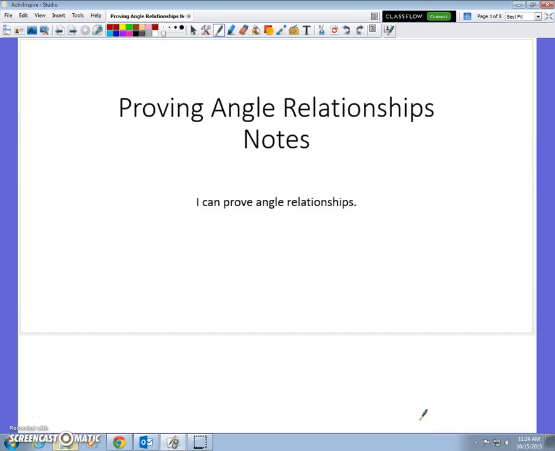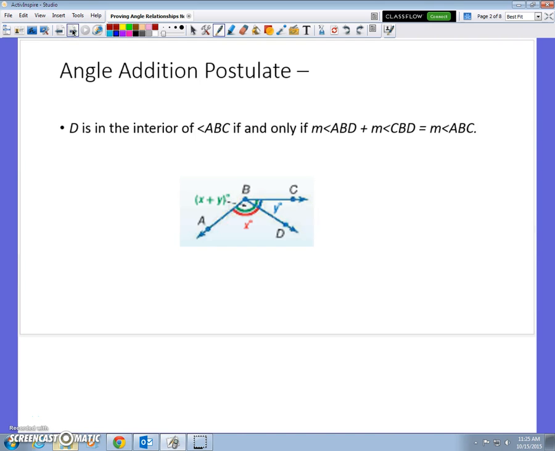All right, this is Mr. Gillum, and today we're going to talk about angle relationships, and we're going to use some proofs on our angle relationships. So all that complement and supplement stuff that we've been learning about, now we're going to have proofs about it too. And we're going to start with this angle addition postulate.